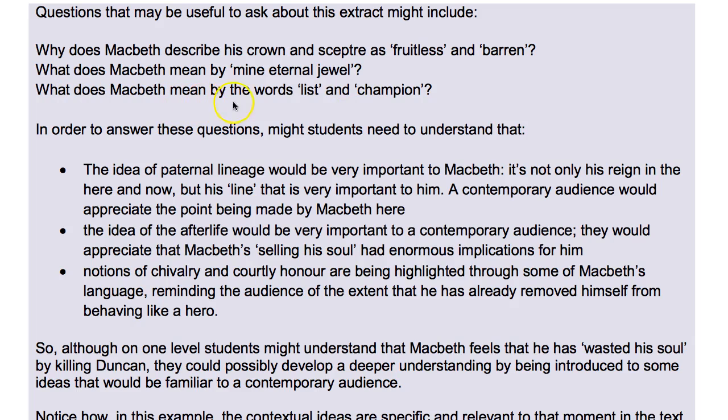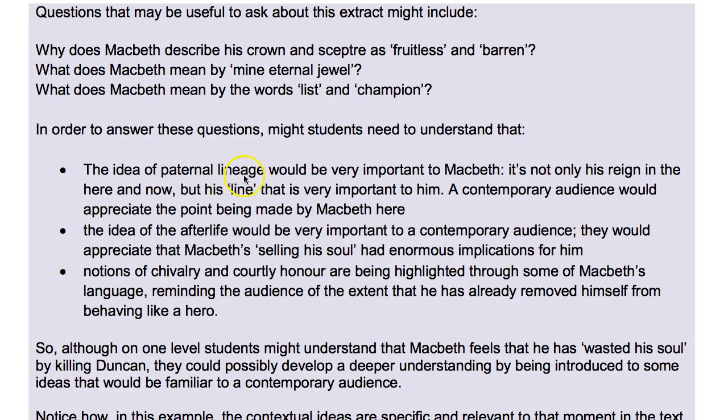What does Macbeth mean by the words "list" and "champion"? So this is a reference to knights jousting. The list was effectively the list of competitors, which then became the competition itself, and the champion is the winner. In order to answer these questions, students might need to understand that. So this is the context that you need. And the examiners are giving you a heavy steer here, if you study Macbeth, that this is the stuff they want to hear from you.